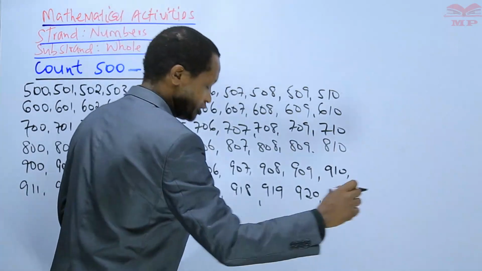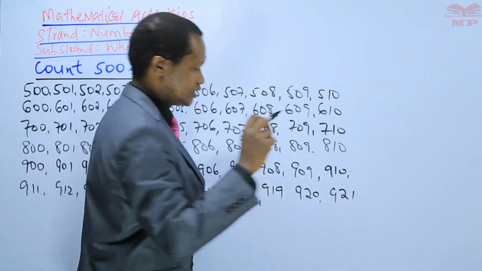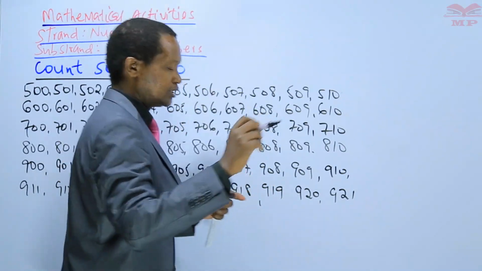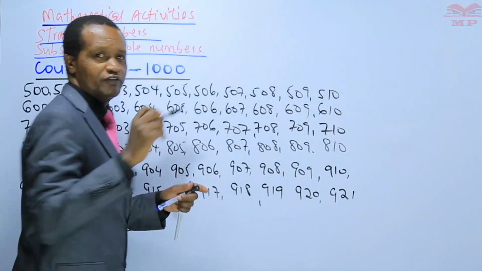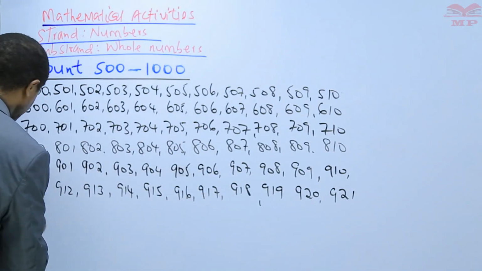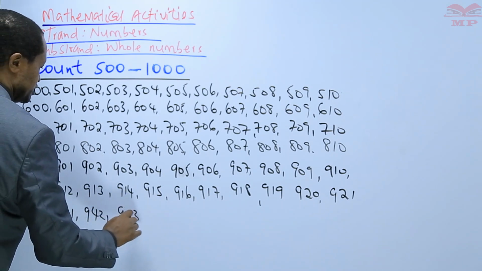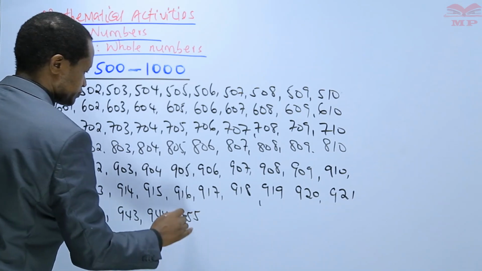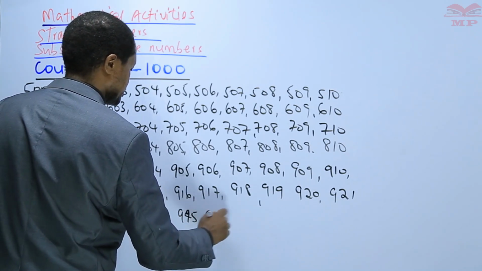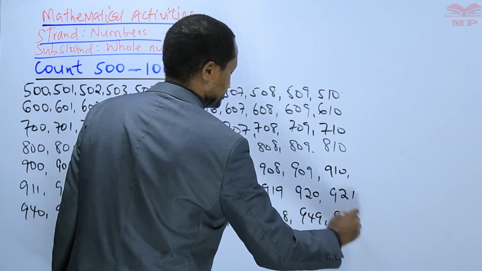921. Can continue, learners. 922, 923, 924, 925, 926, 927, 928, 929, 930, 931, 932, 933, 934, 935, 936, 937, 938, 939, 940, 941, 942, 943, 944, 945, 946, 947, 948, 949, 950. I can go on.